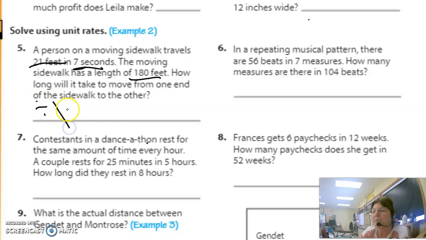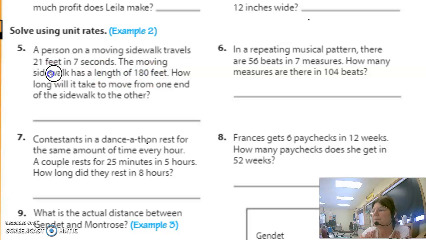All right? So if we have 21 over 7, and then we have 180 is our total. So what are we going to do? We have to divide and then we have to multiply. Send me your answer. I'd like to see what you come up with. And I want you to do the same on number 5 and number 6.